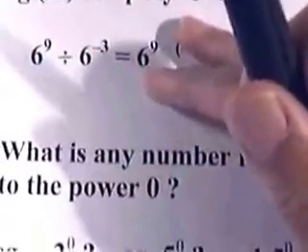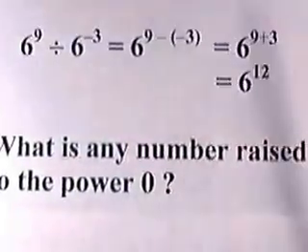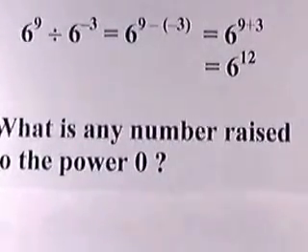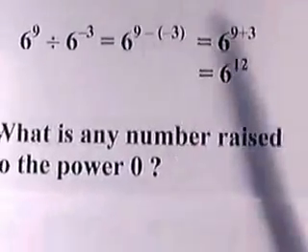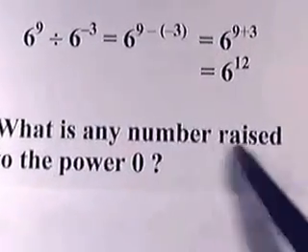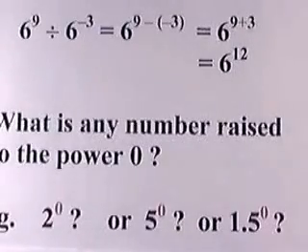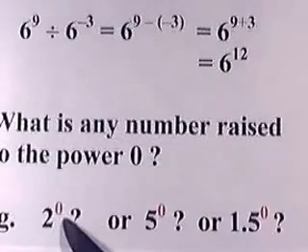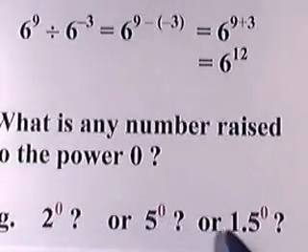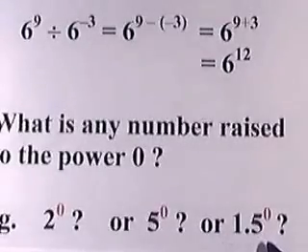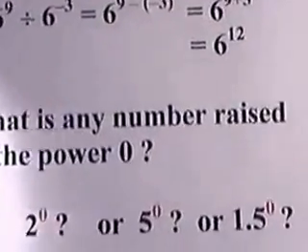Okay, now this idea of dividing numbers raised to certain powers brings up the question, what is any number raised to the power of 0? For example, what is 2 to the power of 0, or 5 to the power of 0, or even a decimal, 1.5 to the power of 0? What do they mean? Well, let's see if we can do it the long way, and it should make some sense.